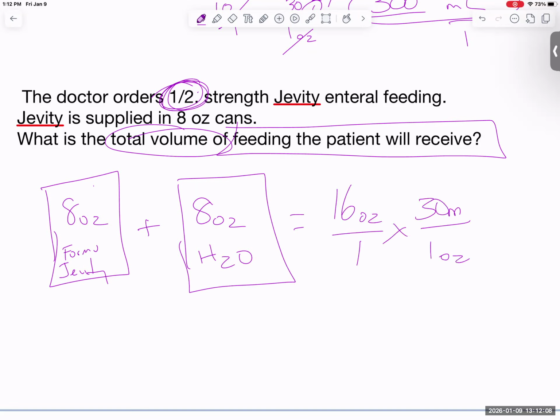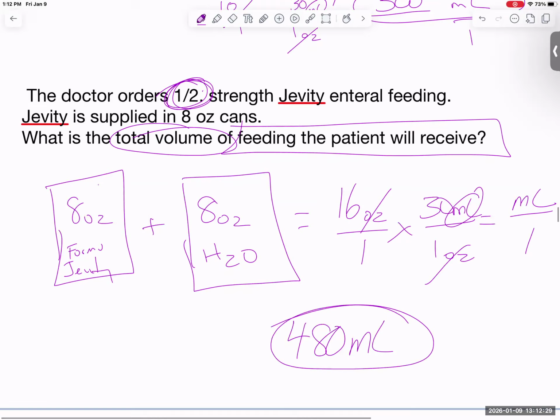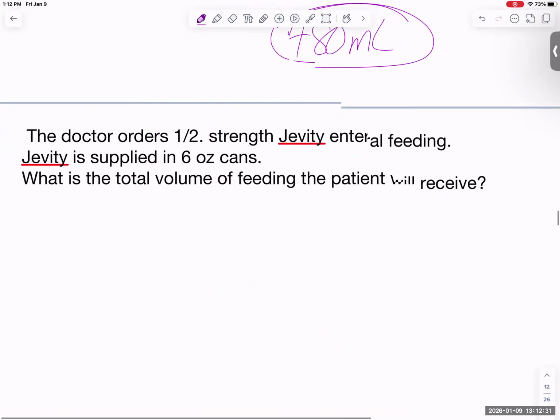Looking familiar? Looking like a dimensional analysis kind of question? So 16 times, oops. So the final answer is the total volume is 480 milliliters. Beautiful. 5 points. It'll be great. You love it. All right. What about this one?